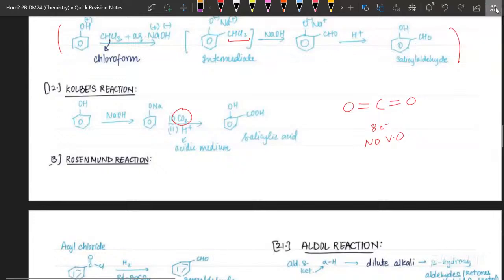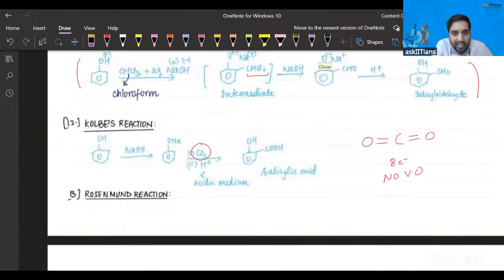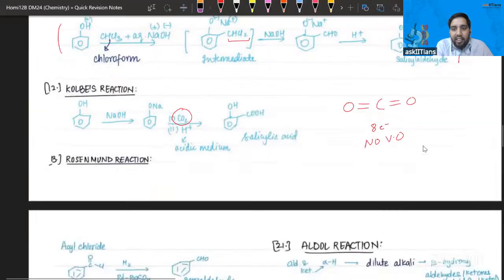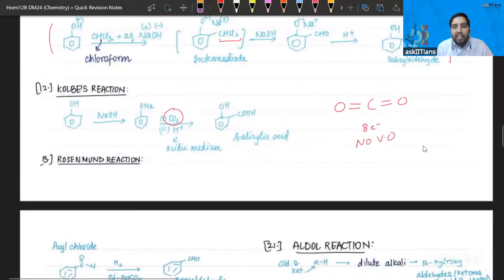An extra lone pair is added, then it performs resonance. Yes, correct. In chemistry, we deal with movement of electrons. Oxygen is an electronegative atom, due to which both oxygens have a partial negative charge, and this carbon center has a positive charge. So this carbon is electron deficient because of these two oxygens. Carbon dioxide acts as an electrophile because of polarity.